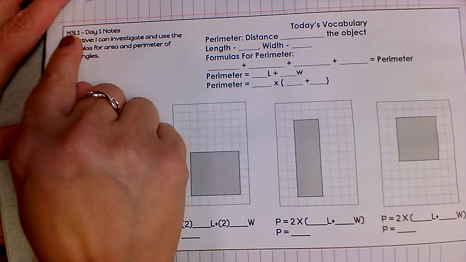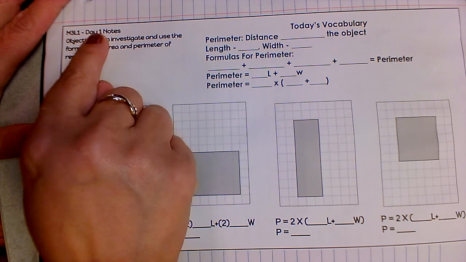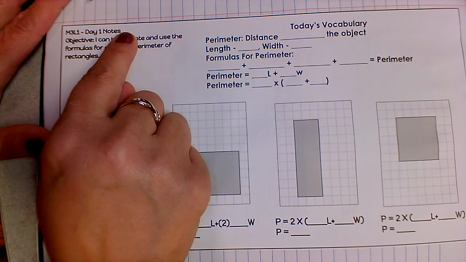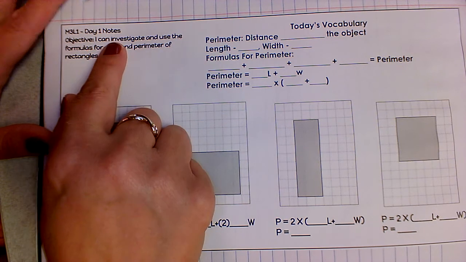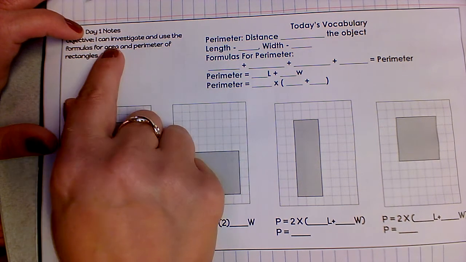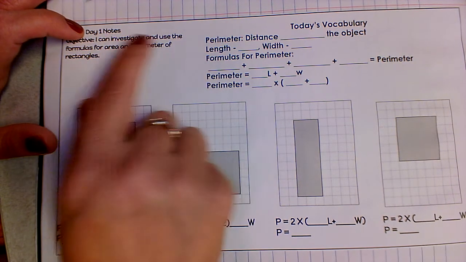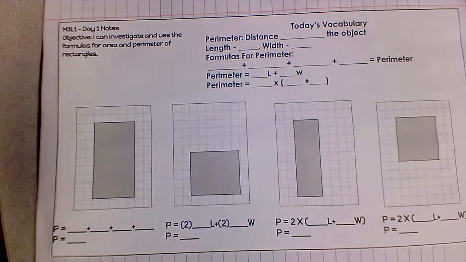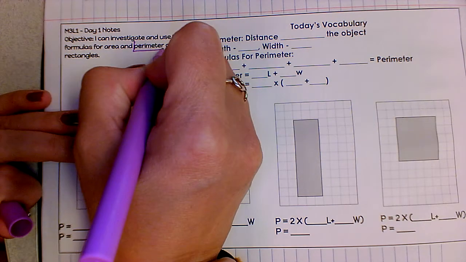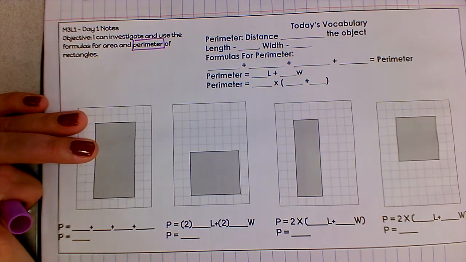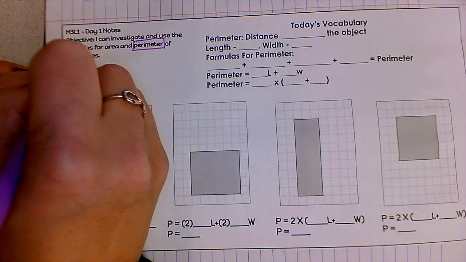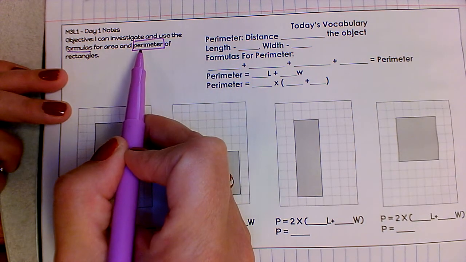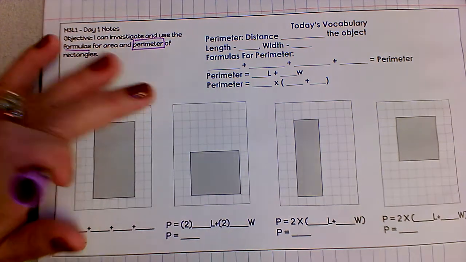Okay. So this is Module 3, Lesson 1, Day 1 Notes. It says our objective is I can investigate and use the formulas for area and perimeter of rectangles. Today, we're only going to focus on that word perimeter. So you're going to investigate formulas for perimeter of rectangles.